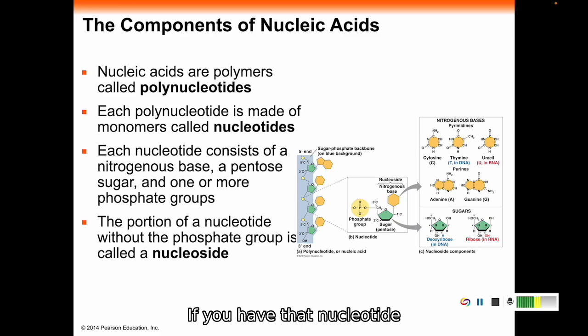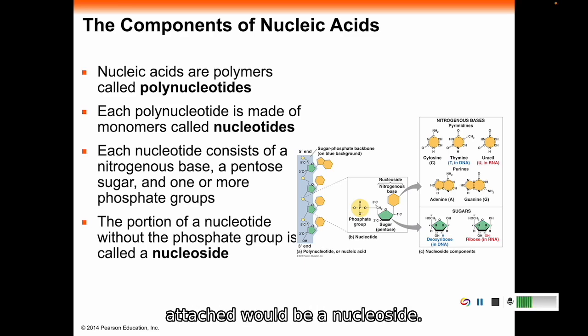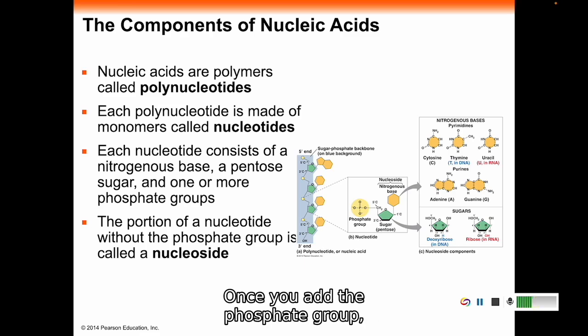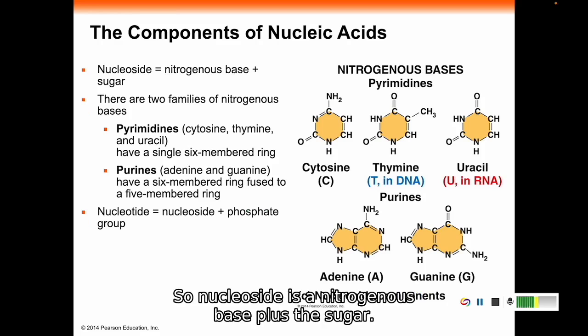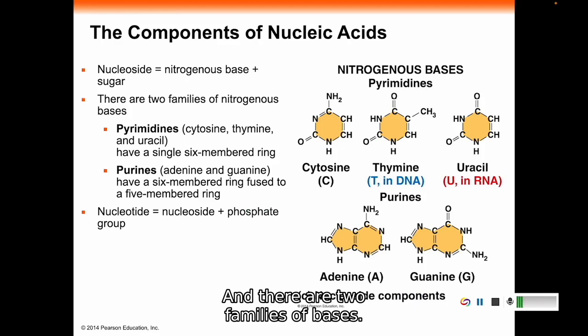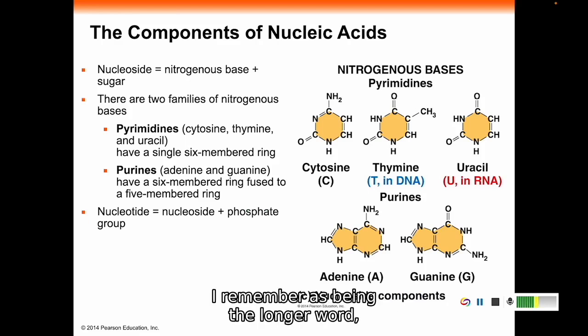And if you have that nucleotide and you lose that phosphate group, then what you have left is a nucleoside. So the sugar with the base attached would be a nucleoside. Once you add the phosphate group, you have a nucleotide. So a nucleoside is a nitrogenous base plus a sugar. And there are two families of bases if we're looking at just the bases. There are pyrimidines and purines. So you will need to keep these straight. Pyrimidines, I remember as being the longer word, but the smaller shape. And purines are the shorter word, but the bigger shape.